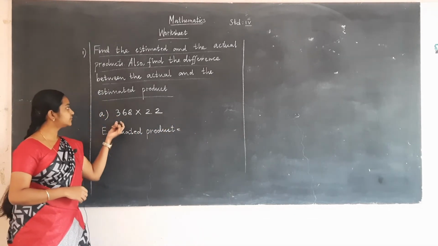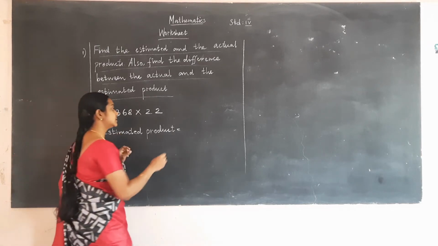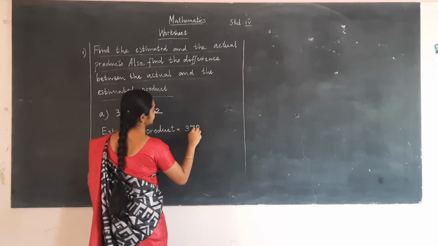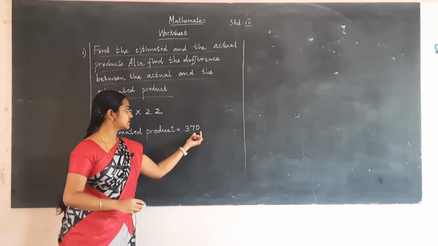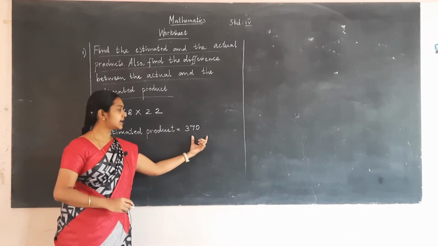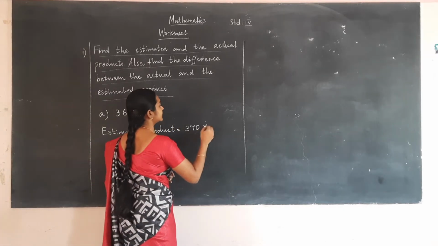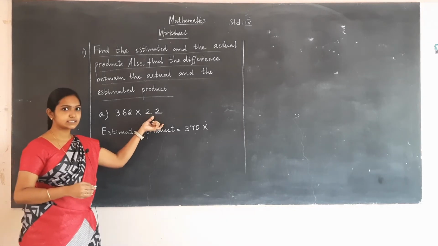When we round off 368, it will be 370. 68 is rounded off as 70. That is 368 is rounded off to 370. Now we are going to round off 22. We can round off 22 as 20.